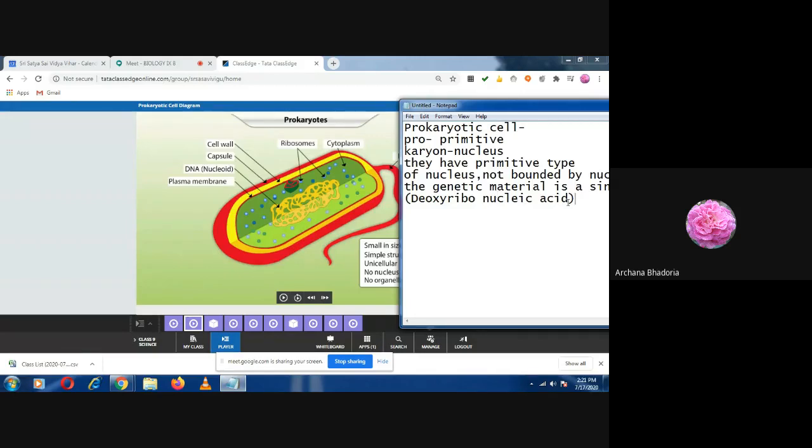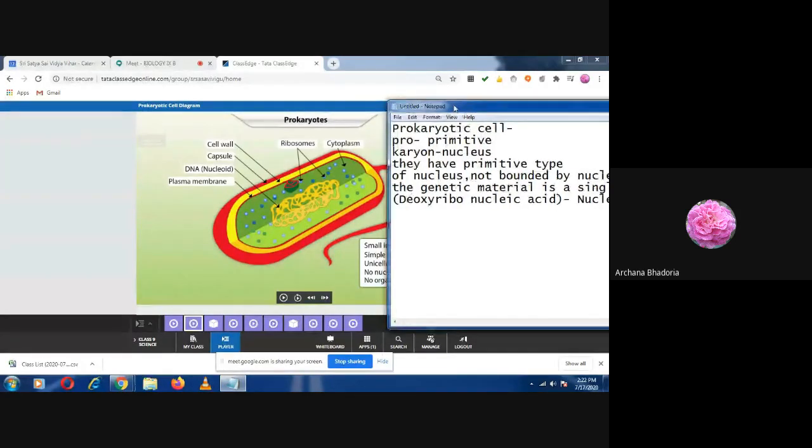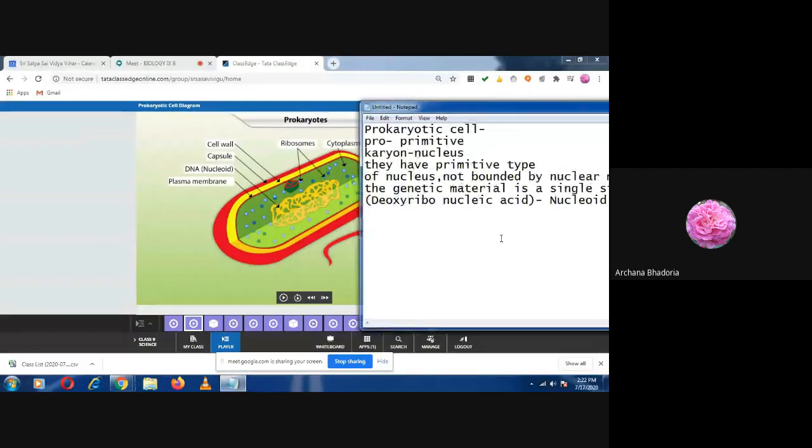What is this region known as? Nucleoid. This should be known to everyone, that they don't have the nucleus, instead they have the nucleoid. What do they have? Nucleoid.